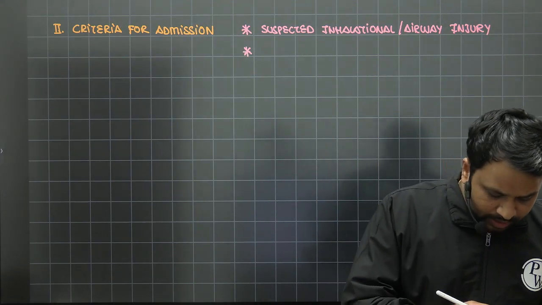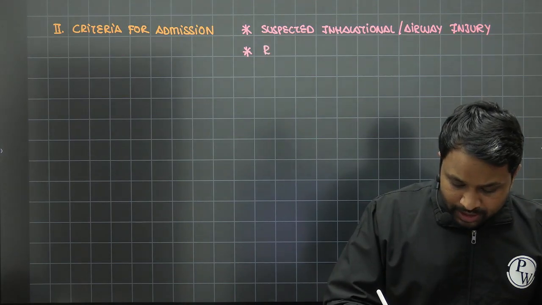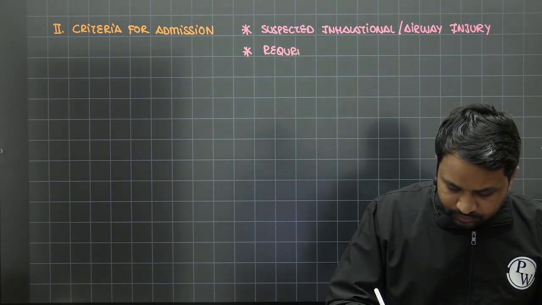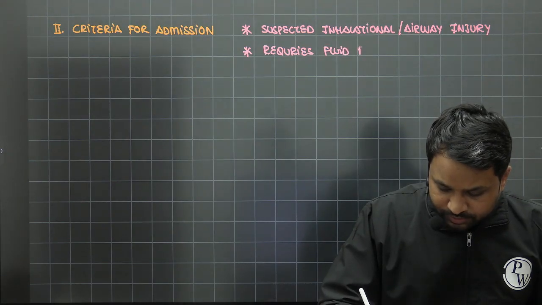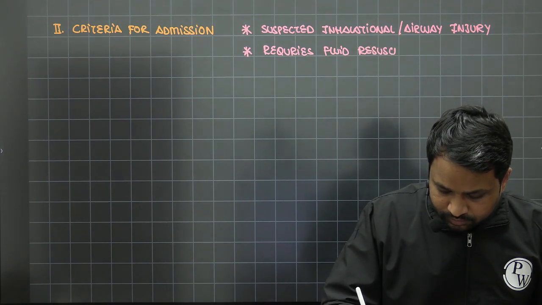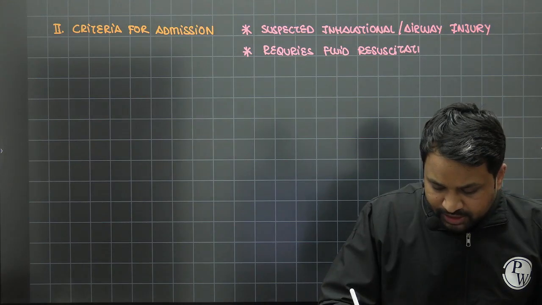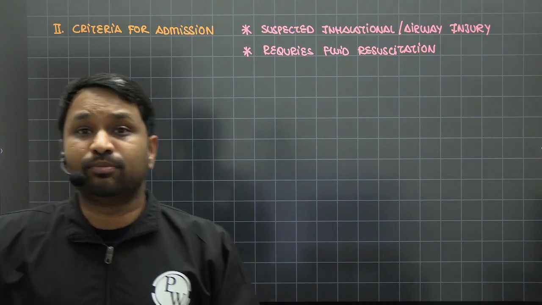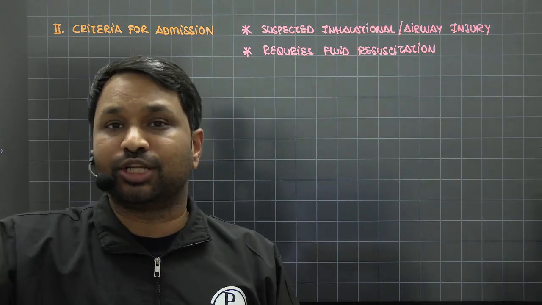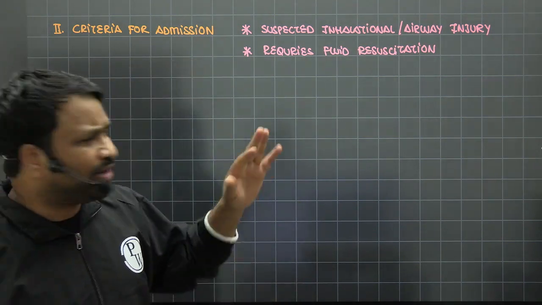The second one, if the patient requires fluid resuscitation. If a patient requires fluid resuscitation, that means the IV cannula is put and you're running the fluid. Now the patient will not go home holding the bottle like that, right? It doesn't look good. So if the patient, when do you say it is required?